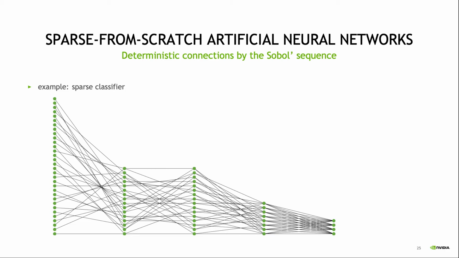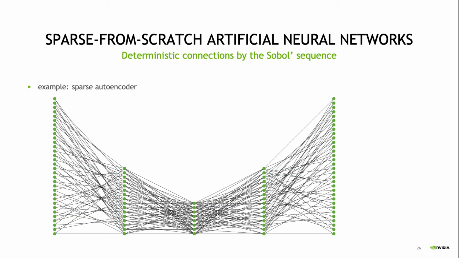Here is an example of a sparse classifier network, where the paths are generated by the Sobol sequence. A high-dimensional input vector on the left is condensed to a vector of classes on the right. Each layer has a power of 2 neurons, and each neuron in a layer has the exact same constant number of connections. A second example is an autoencoder structure that is often used for filtering signals.